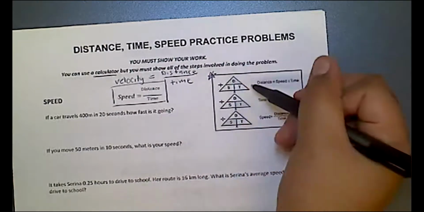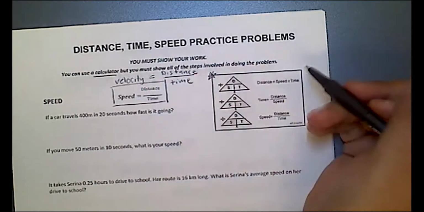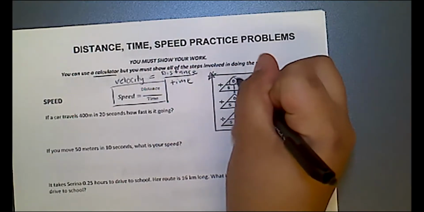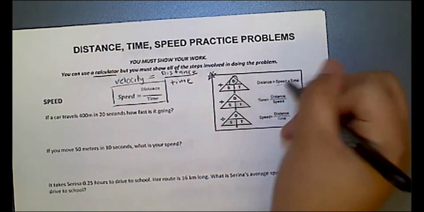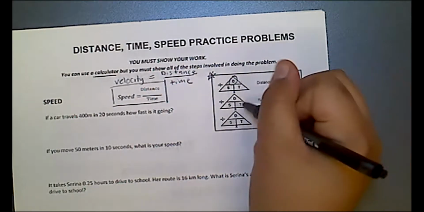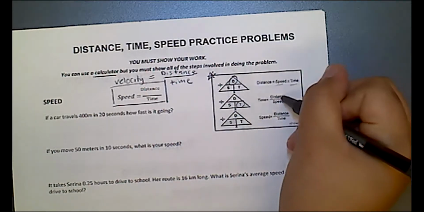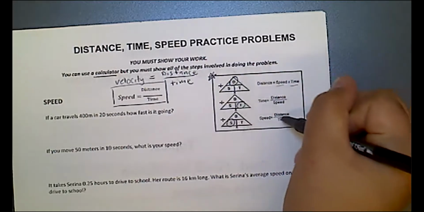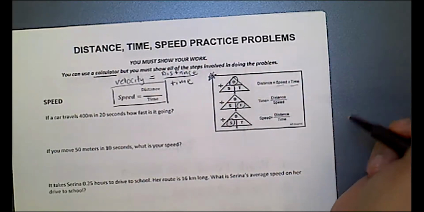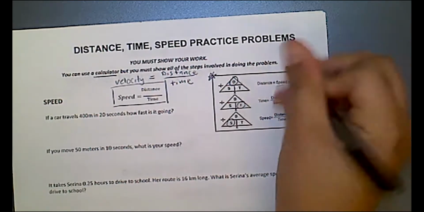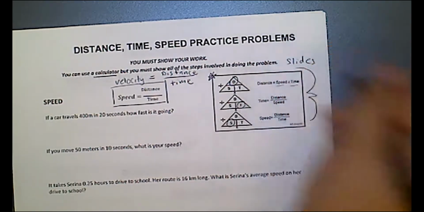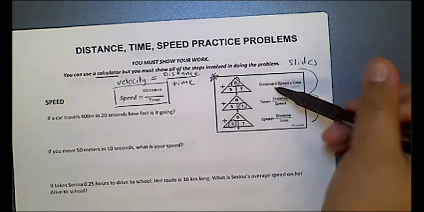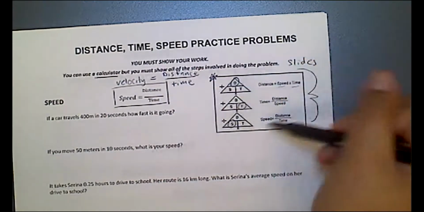So this device reminds us how the formula is set up. If I am trying to solve for distance, I multiply speed times time. If I'm trying to solve for time, I do distance divided by time. If I'm solving for speed, speed is equal to distance divided by time. The video that's in the slides also helps you understand this little trick. If you want me to go over more problems like this, I'm more than happy to, but this is just an optional tool for you.